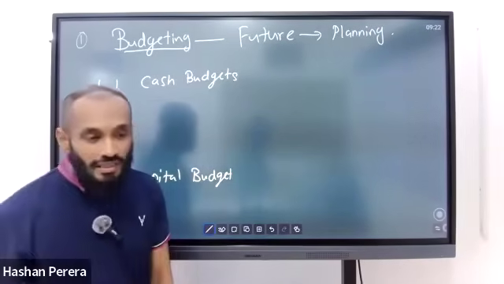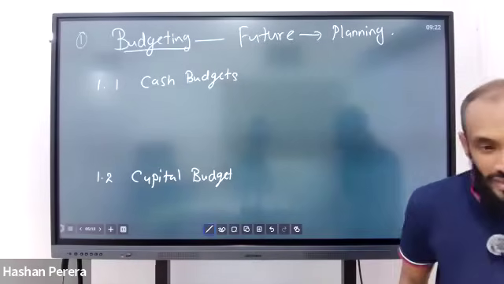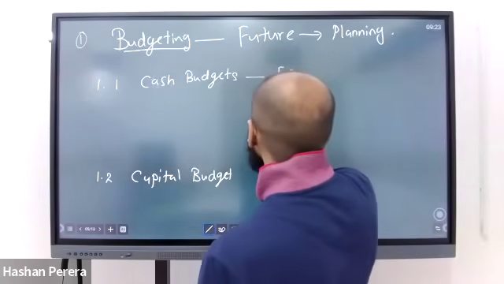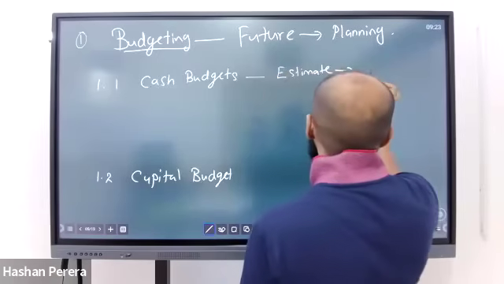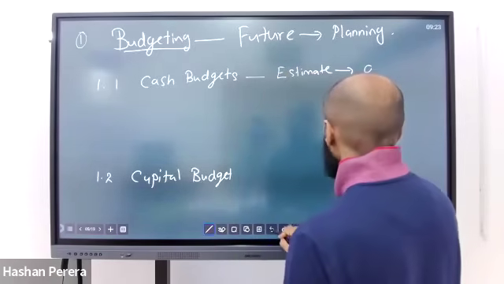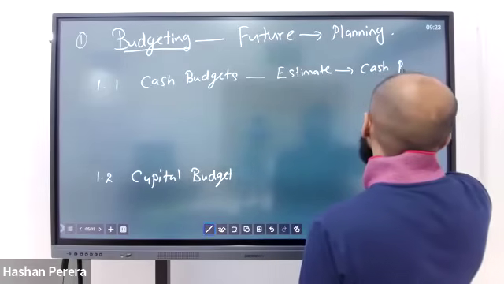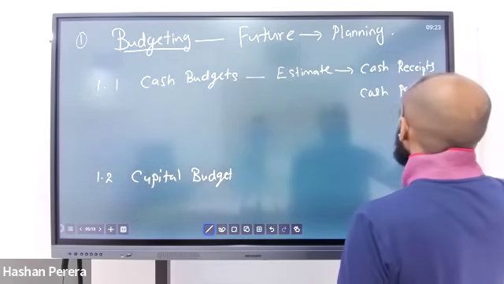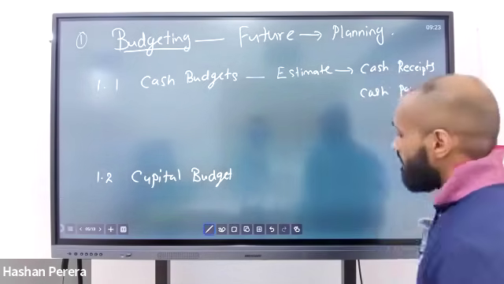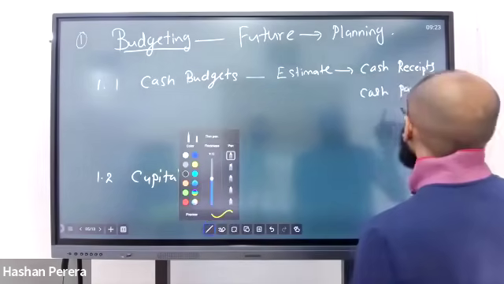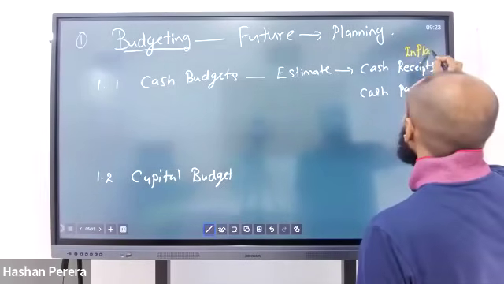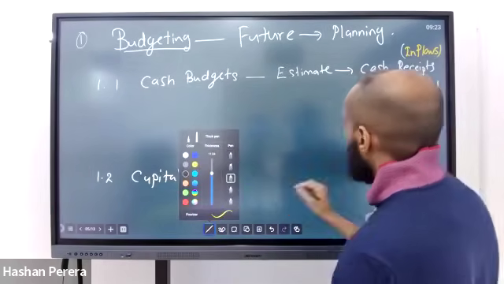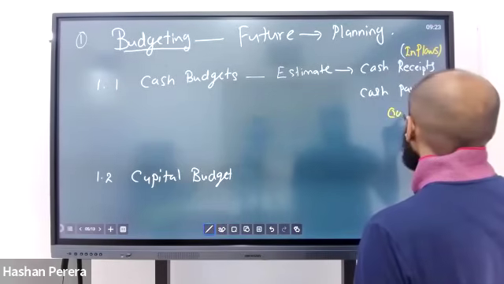Cash budget. What do you mean by cash budget, or what are we doing in a cash budget? For a specific future period, we are going to estimate our cash receipts and cash payments. In other words, cash receipts means cash inflows and cash payments means cash outflows.